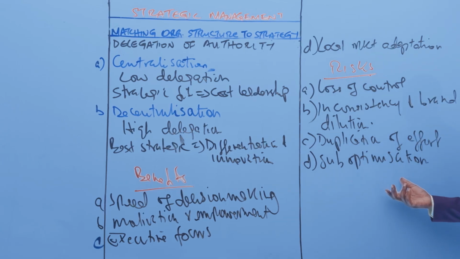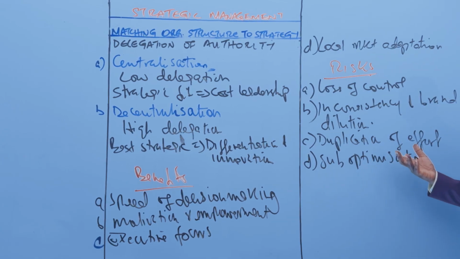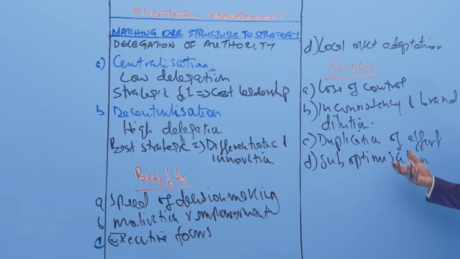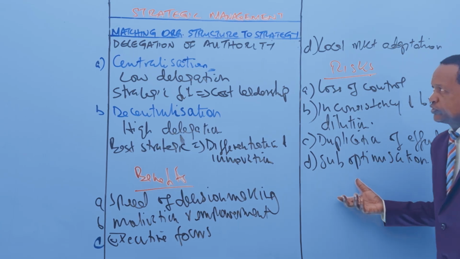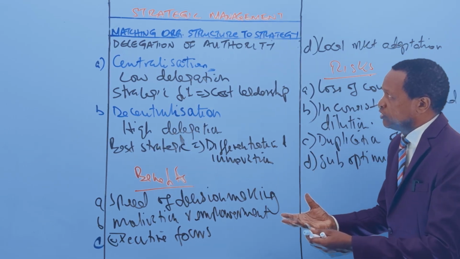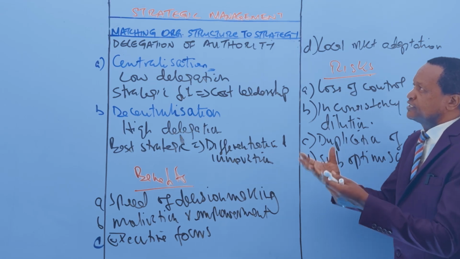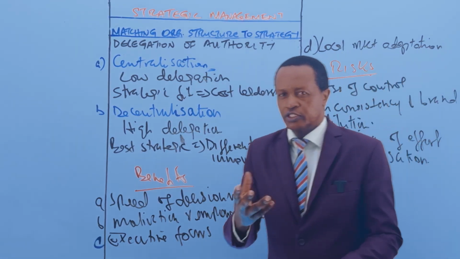Sub-optimization. So these are 4 benefits and 4 risks of delegation of authority in the context of matching organizational structure to strategy.